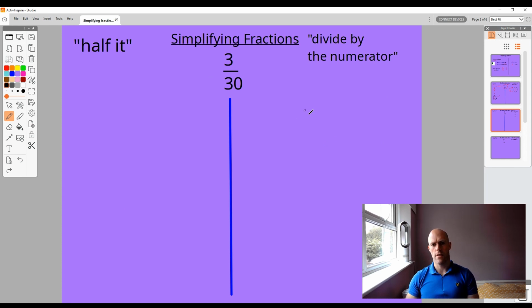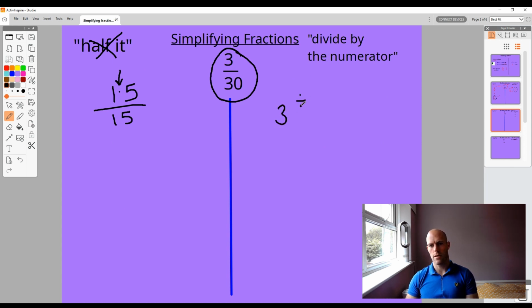We have 3/30ths as our fraction. It can be simplified. Problem is we can't halve it, because if we were to halve it, we'd end up with a decimal on top. We'd end up with 1.5 over 15. We can't have any kind of decimal, so we can't halve it. It's not an option for us in this example, but we can divide by the numerator.